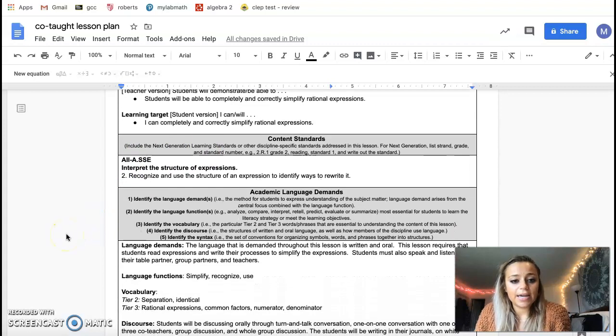The learning standard, or the content standard, is interpreting the structure of expressions. It's recognizing and using the structure of an expression to identify ways to rewrite it. So they are rewriting the expression by simplifying it. It's the same expression, but they're breaking it down, and they are crossing out factors, or common factors, whichever term they want to use, and they are rewriting that same expression in a different way.